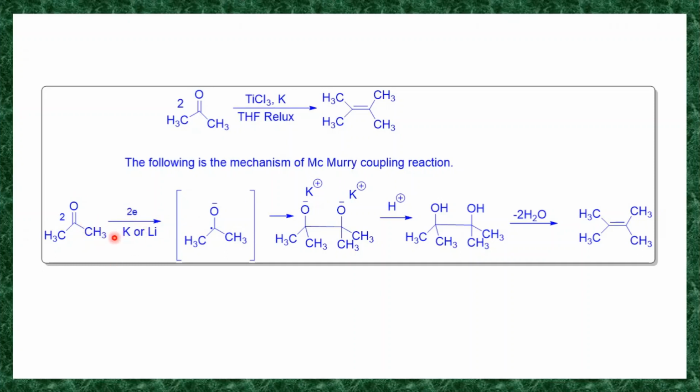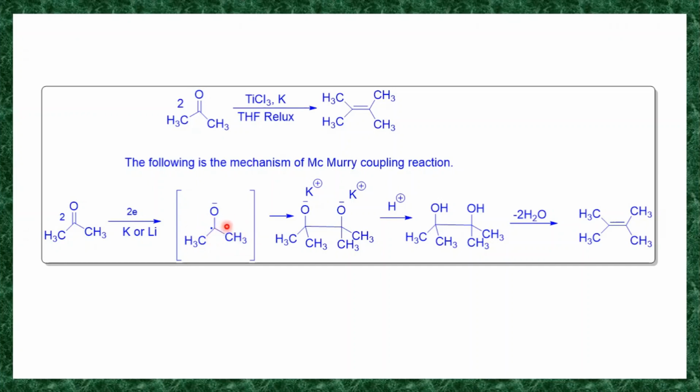So the role of potassium and lithium metal is that it oxidizes itself and reduces the carbonyl compound by giving its electron. Here the potassium metal loses its electron by oxidation, and that electron attacks the carbonyl carbon of this acetone. The bond breaks and the negative charge shifts onto oxygen, and you get this radical anion. In the same way, another molecule of acetone undergoes reduction, giving two molecules of radical anion.